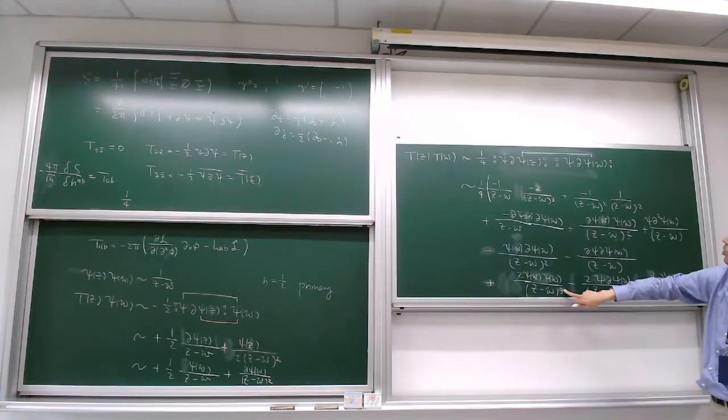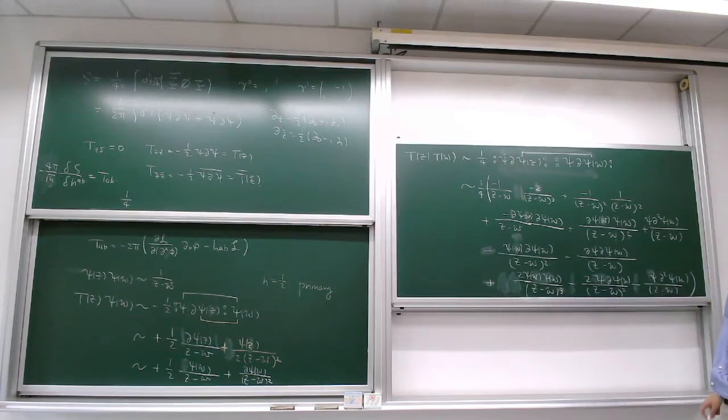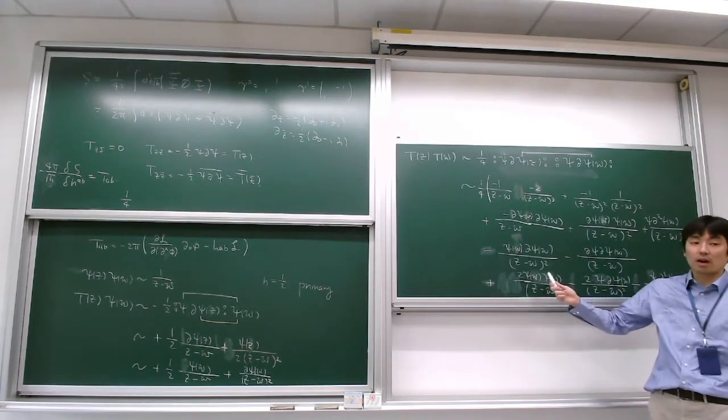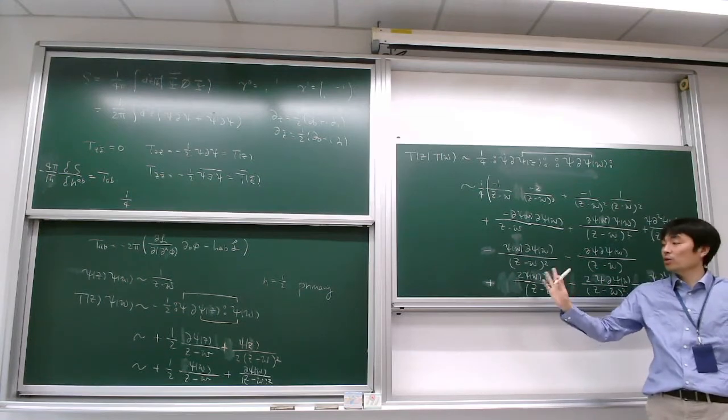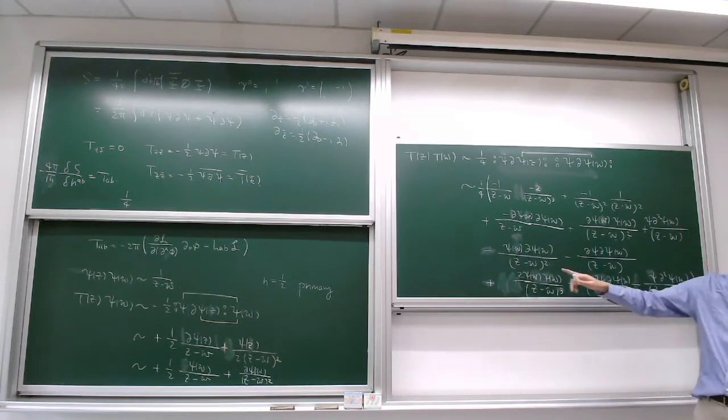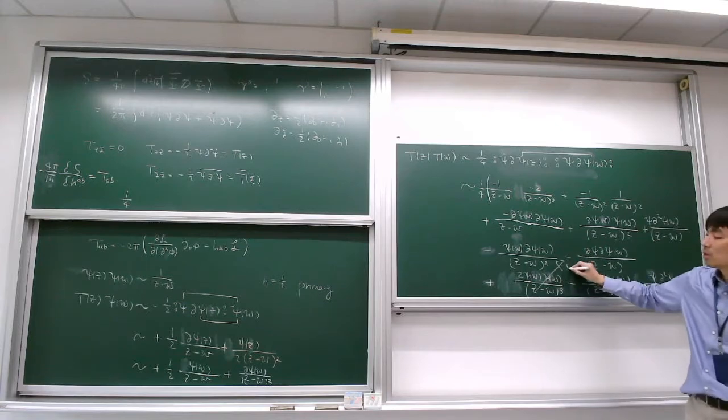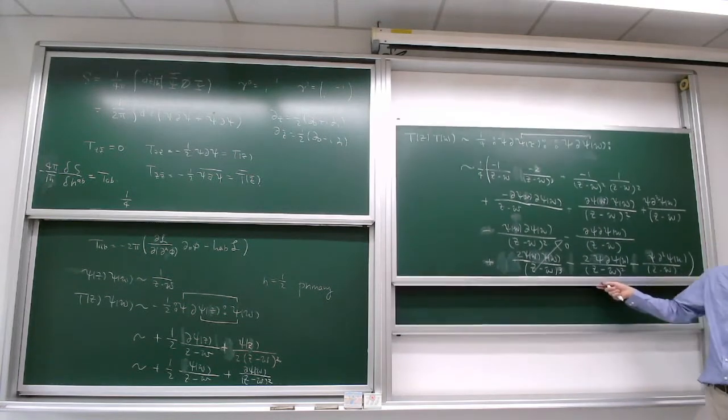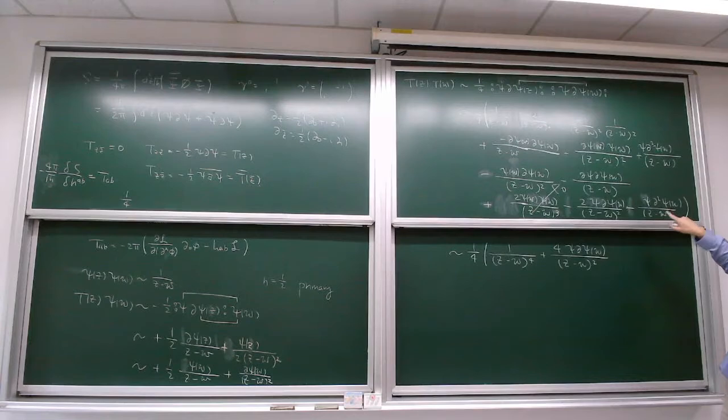This cubic term should cancel with something. Oh yeah, since psi and psi are fermionic, if you anti-commute, you get the minus sign. It should be 0. Okay. And then just collect.